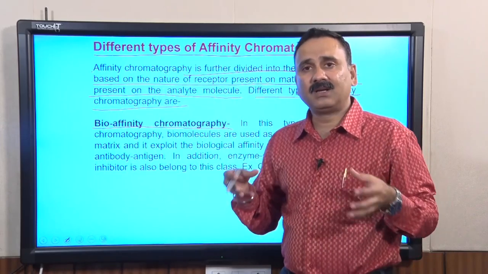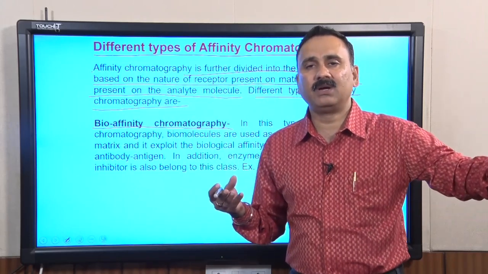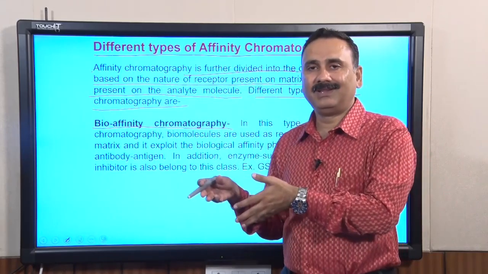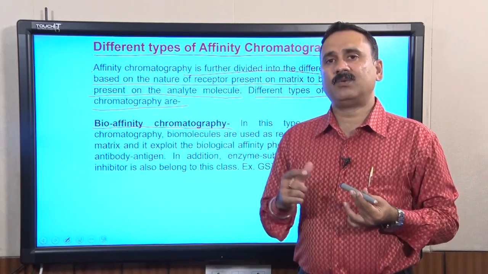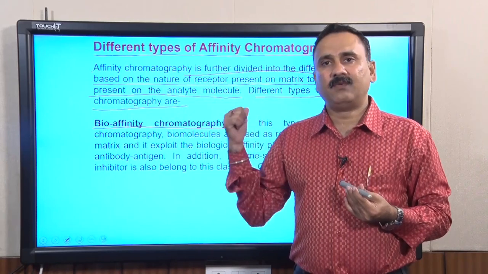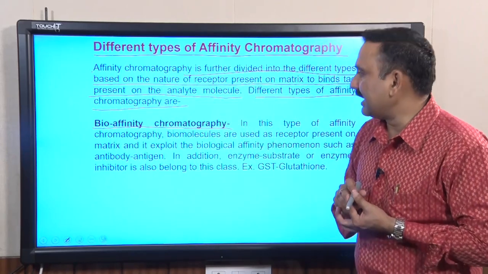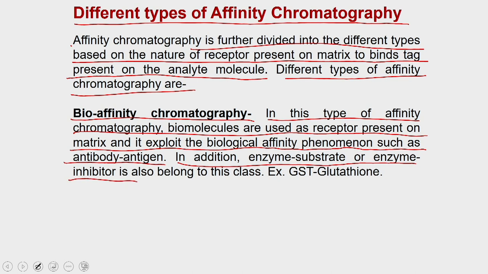Sometimes you can have a synthetic receptor or synthetic ligand, which has a very exclusive affinity for a particular type of protein. In those cases it is synthetic, and sometimes you can have other variants of affinity chromatography. That is why affinity chromatography depends exclusively on the receptor-ligand pair you have chosen for performing the chromatography. The first class is called bioaffinity chromatography. In this type, biomolecules are used as the receptor present on the matrix, and it exploits biological affinity phenomena such as antibody-antigen. In addition, enzyme-substrate or enzyme-inhibitor interactions also belong to this class.